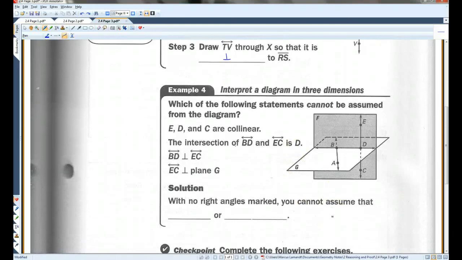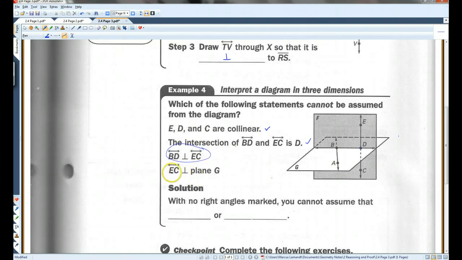Example 4. Which of the following statements cannot be assumed from the diagram? Okay, E, D, and C are collinear. Here's E, here's D, and here's C. There is an actual line drawn through all 3 of those points, so we know for a fact that they're collinear. The intersection of line BD and EC is D. So here's BD, here's EC, and it is shown in the diagram that they intersect right there. So that one checks out too. BD is perpendicular to EC. There is no box drawn. It looks like they're perpendicular, but because there's no box, we don't know that they're perpendicular. So this is the one that cannot be assumed.